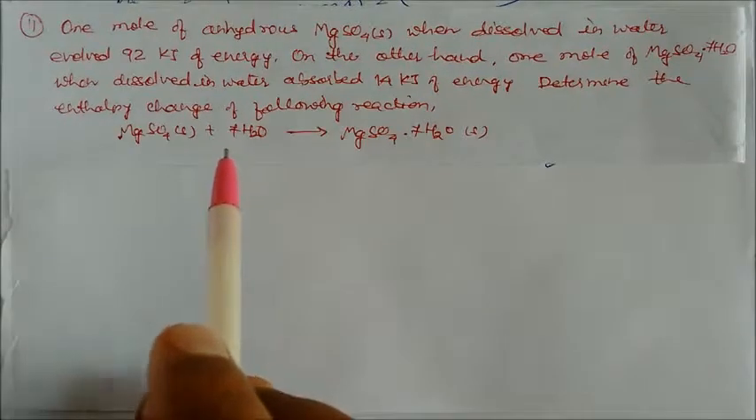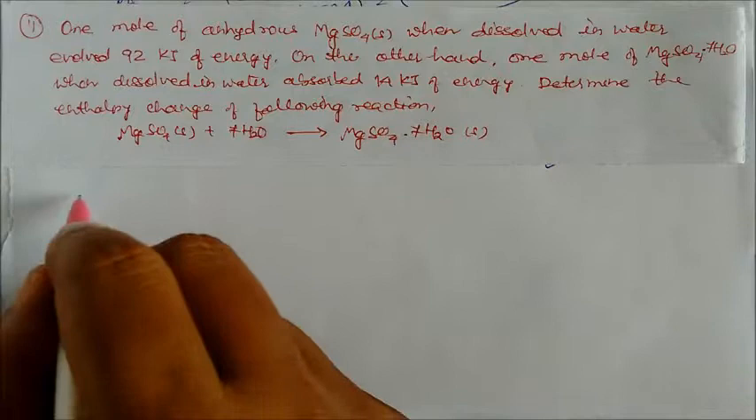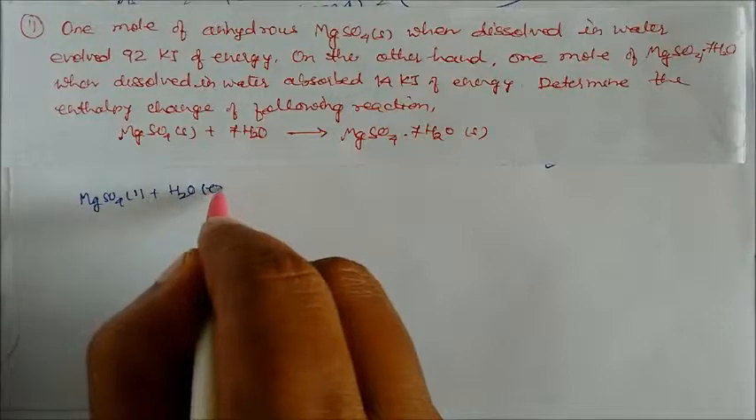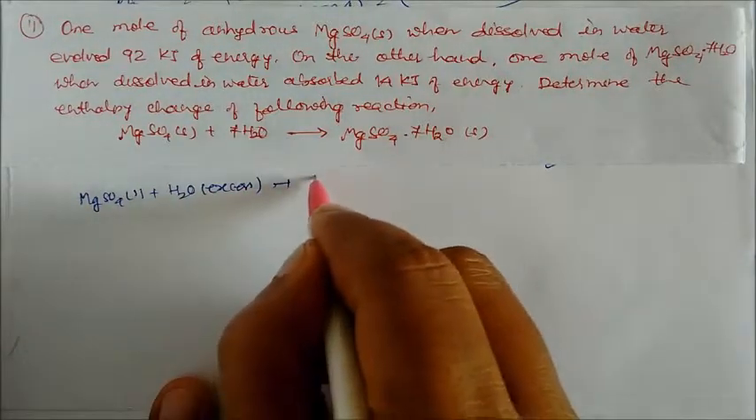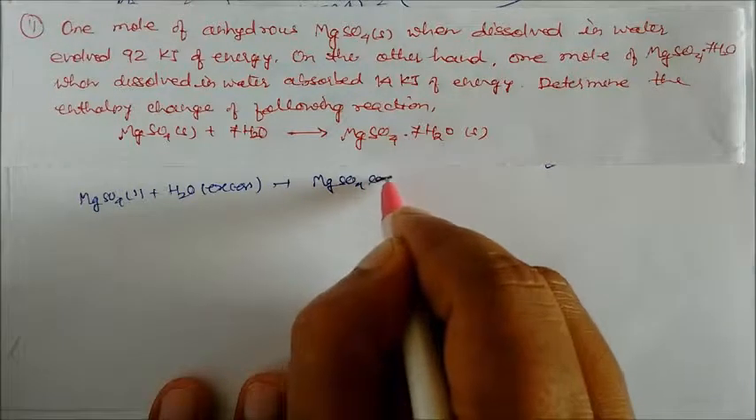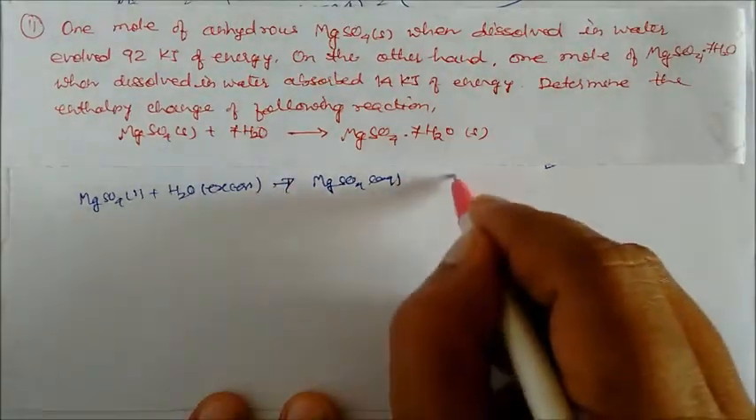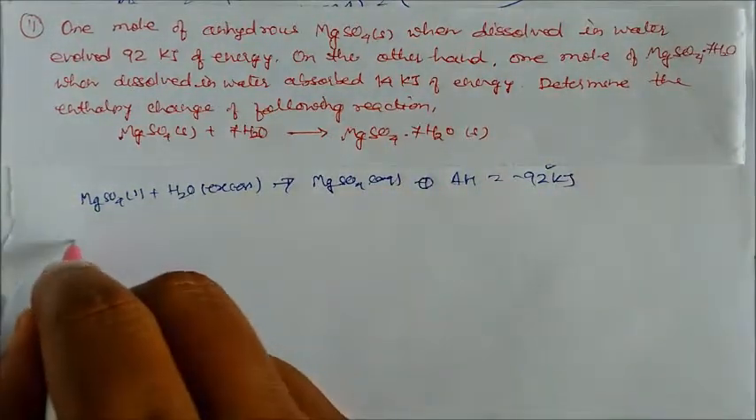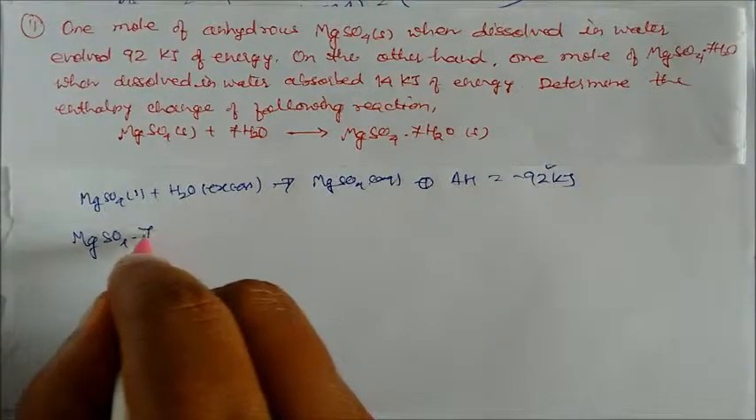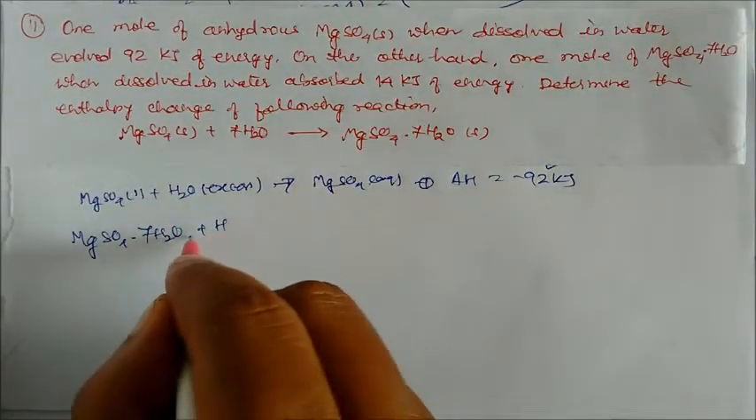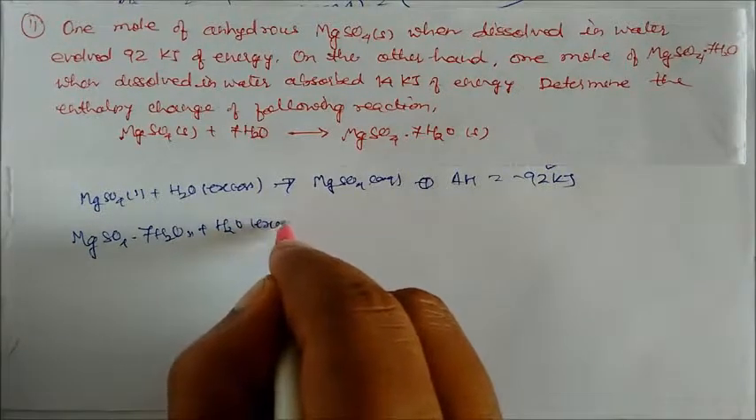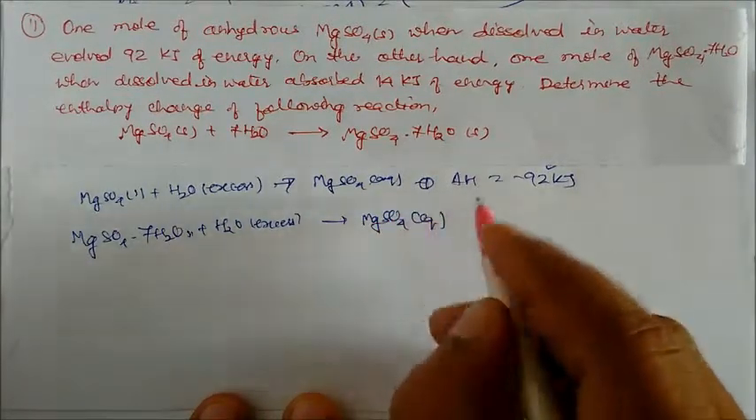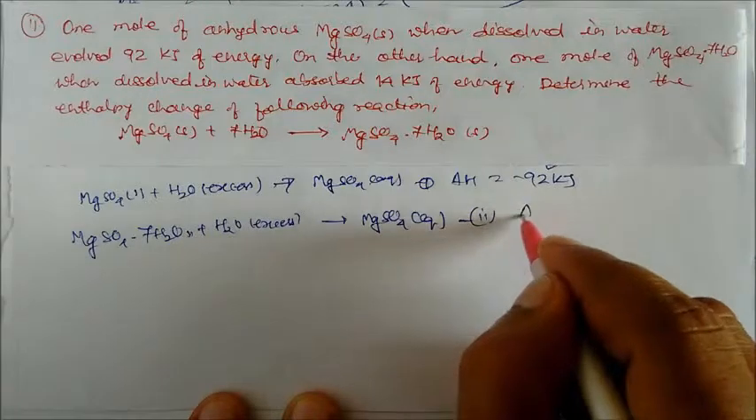As per the previous questions, we have to write here first magnesium sulfate in solid, which will react with water. Here an exothermic reaction takes place, giving magnesium sulfate in aqueous state. Here delta H is minus 92 kilojoule. This is equation 1. Second, when magnesium sulfate 7H2O, this solid, is again combining with the water, we will get magnesium sulfate in aqueous solution. Here an endothermic change takes place.